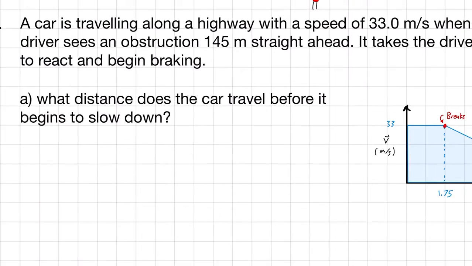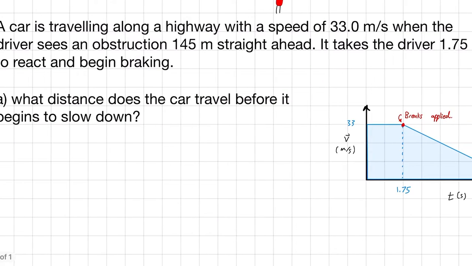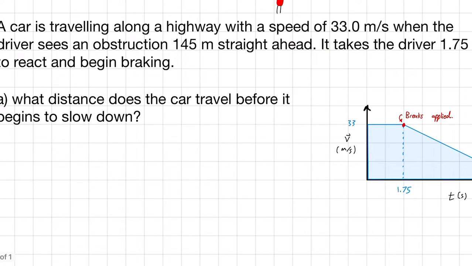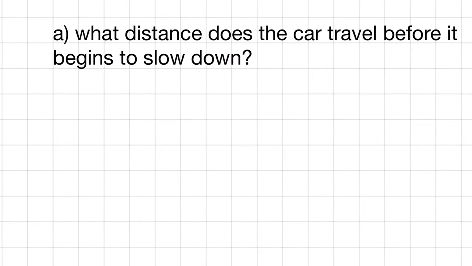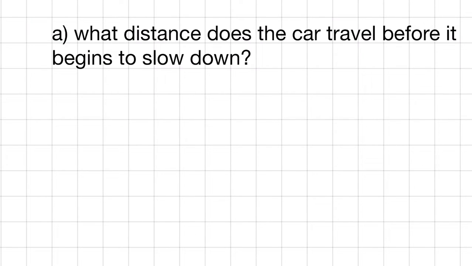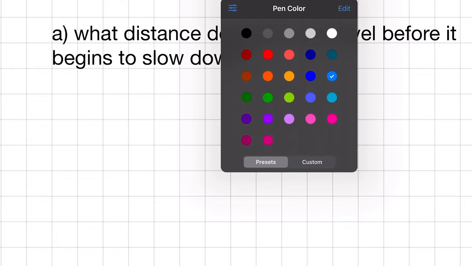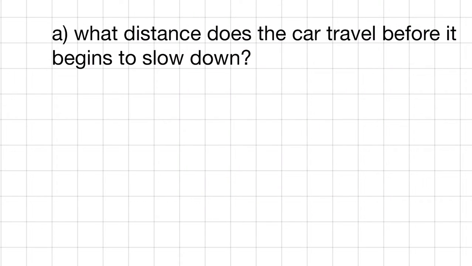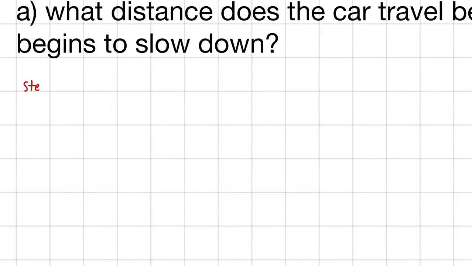So this is asking for the time between when the driver sees the obstruction and the time it takes to react. How much distance is traveled in that time? So what we're going to do here is start with step 1, and you will recognize these steps from our previous linear kinematics problems. Step number 1 is to organize our variables.